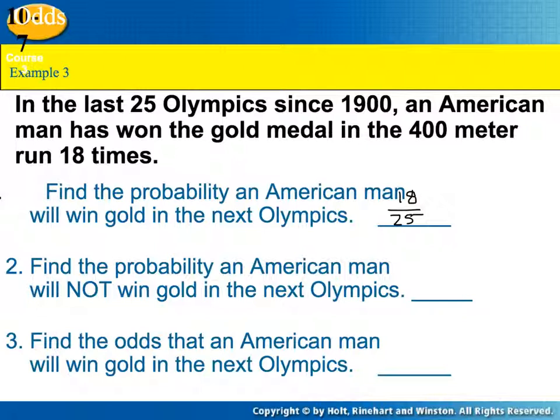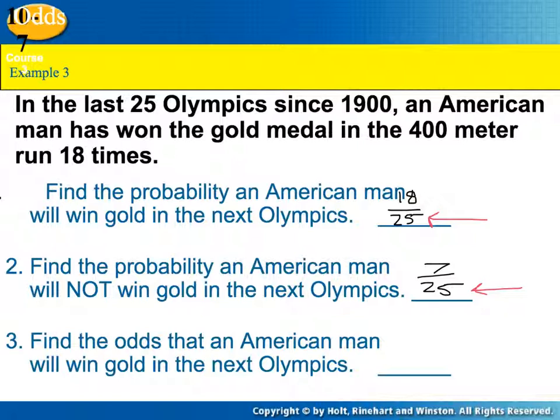Remember, simplest form, it is still 18 out of 25. 18 times that American man won. Now, number 2, it says find the probability of an American man will not win the Olympics. Well, if they won it 18 times, they didn't win it how many times? 7. 7 out of 25. Okay? I still have my total on bottom. My total is always on bottom when I'm dealing with probability.